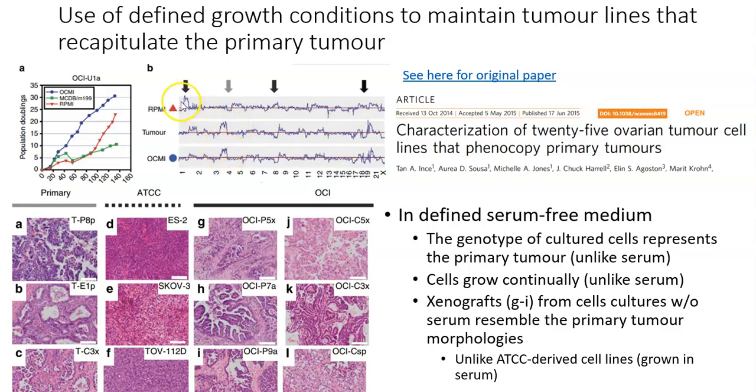When you look at cells from the same patient grown in RPMI medium and serum, you get a completely different genomic signature, showing that the serum is selectively growing out one population of cells, but the defined serum-free conditions are selectively growing out cells that represent the primary tumour. So this is why I doubt the validity of an awful lot of cell lines.